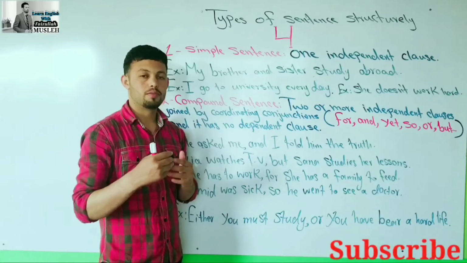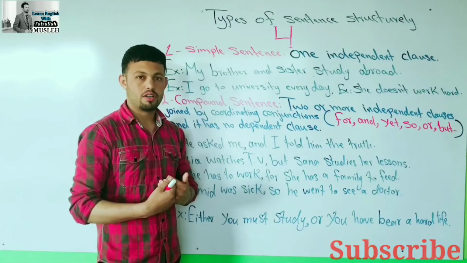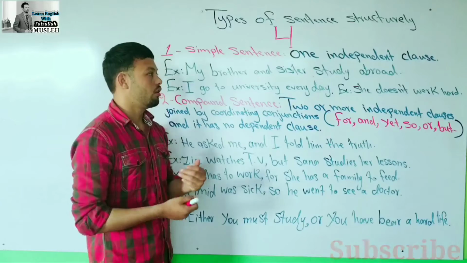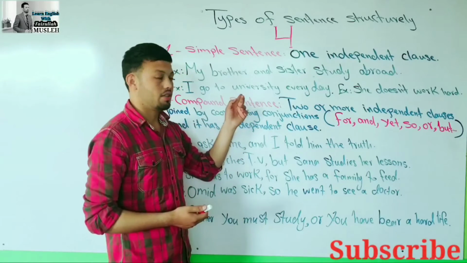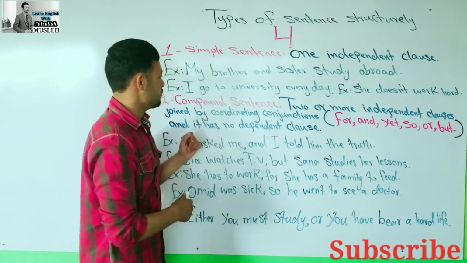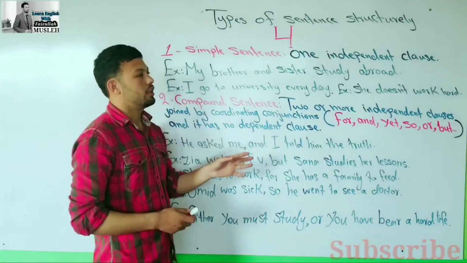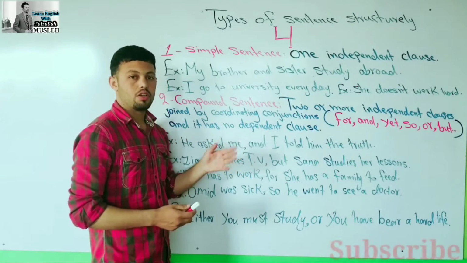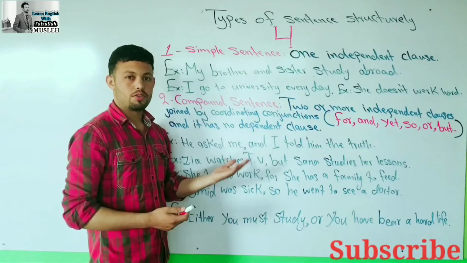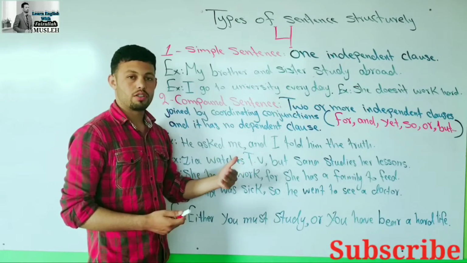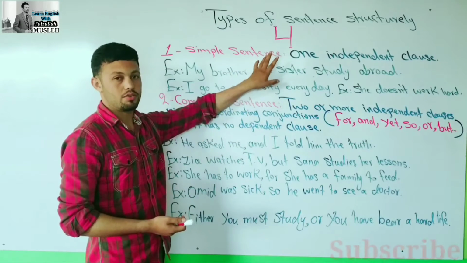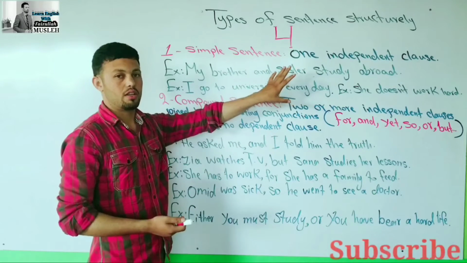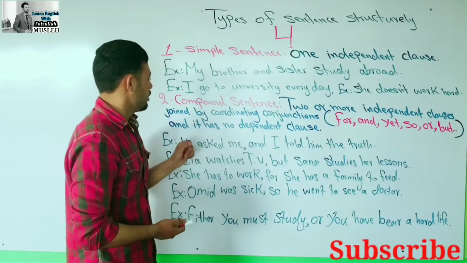For example, I'm an English teacher. Or, this is a whiteboard. Or another example is, you are students. This is another example for a simple sentence, one independent clause. It has a complete meaning.